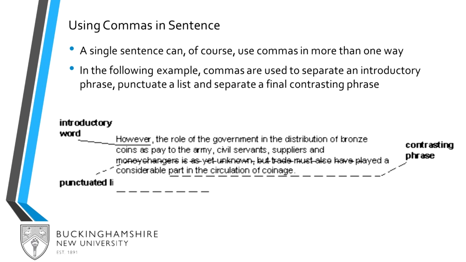So notice here that we've actually got three different types of commas being used. We've got the introductory word, comma, and then we've got a list of items, army, civil servants, suppliers, and money changers. And then after that list, we've then got comma, followed by a contrasting phrase. Okay, so it's a long sentence, but it does illustrate how commas can be used for different purposes in the same sentence. Okay, you're not restricted to using commas only in one way per sentence.